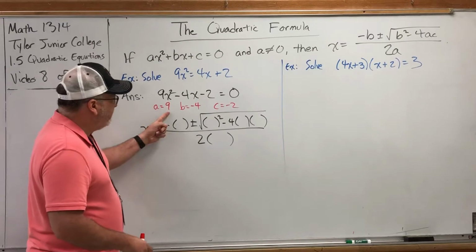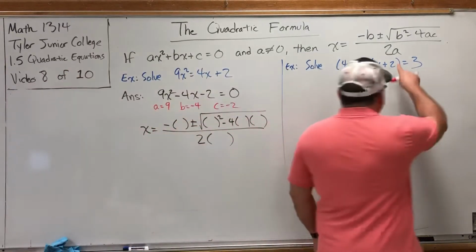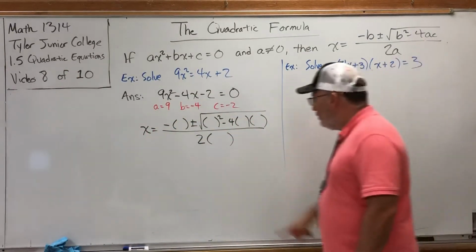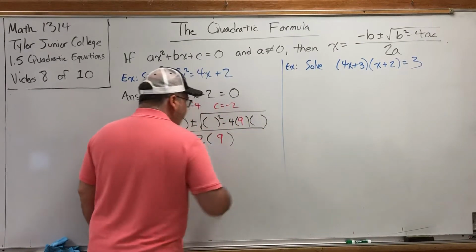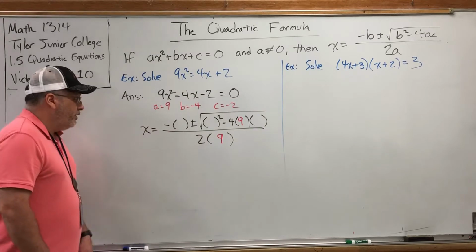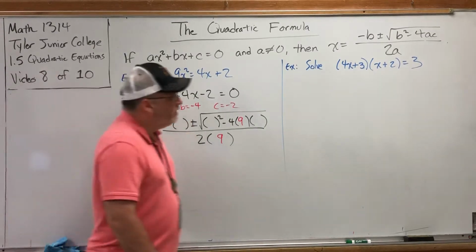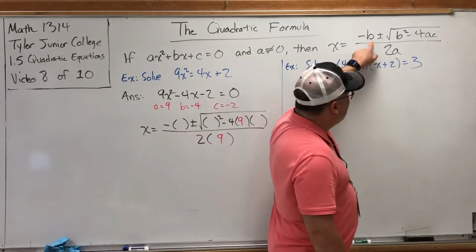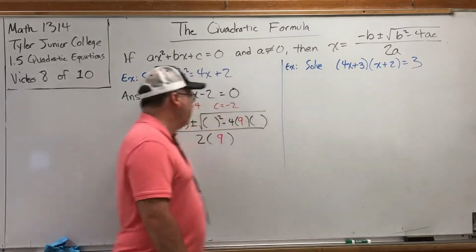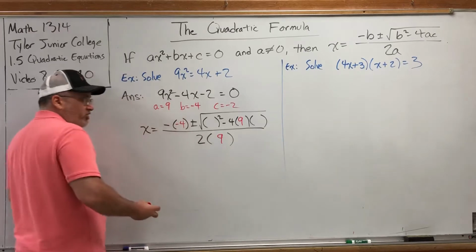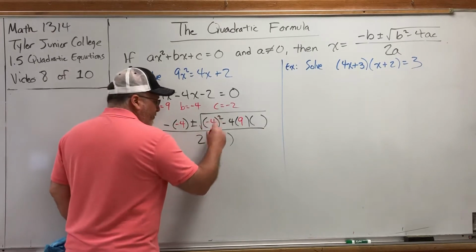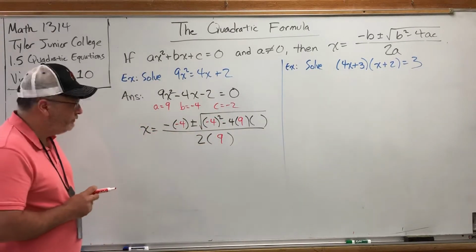The a is 9. The a goes after the 2 and after the 4. So after the 2, I'm going to put 9, and after the 4, I'm going to put 9. The b is negative 4. The b goes at the beginning of the fraction and the beginning of the square root. So at the beginning of the fraction, I'm going to put negative 4 in the parentheses, and at the beginning of the square root, I'll also put negative 4 in the parentheses.